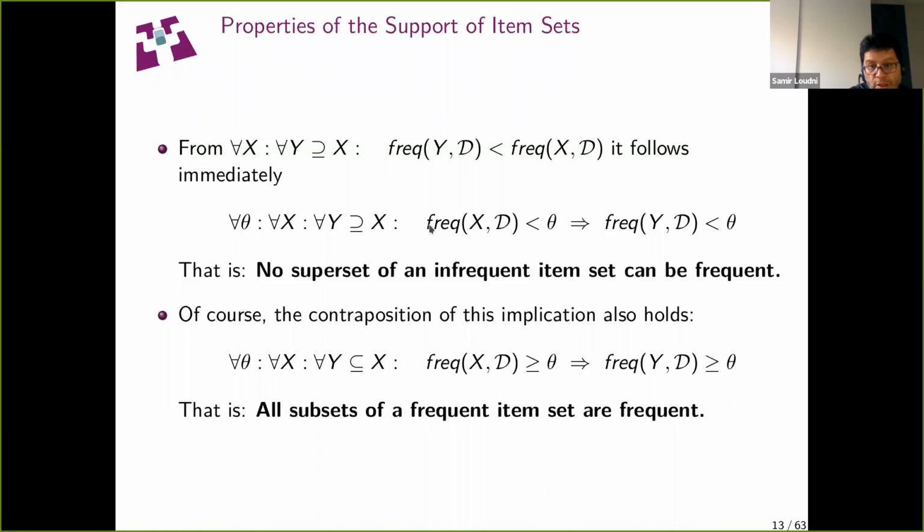So if X is infrequent, then any superset of X is infrequent too. The nice property that we can infer here is that no superset of an infrequent item set can be frequent. This property is very important and exploited by all mining algorithms to prune the search space. Of course, the contraposition of this implication also holds.